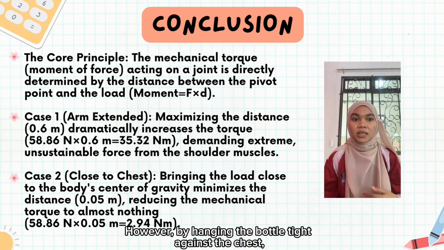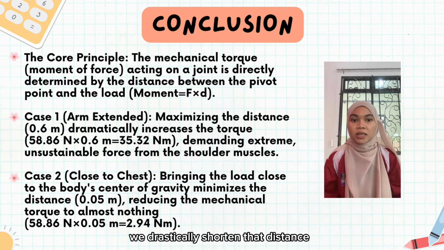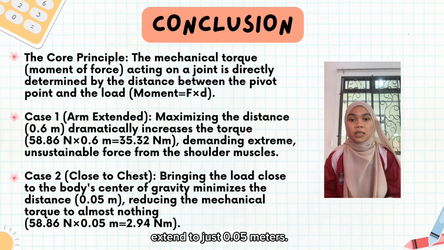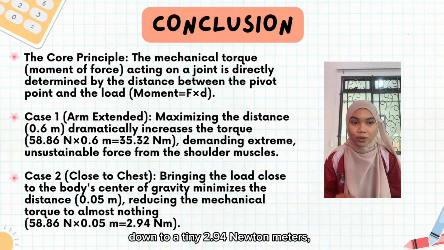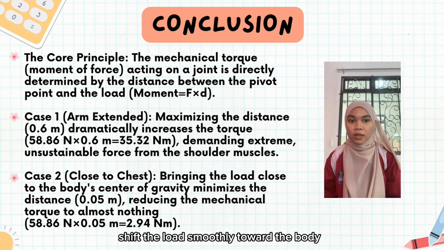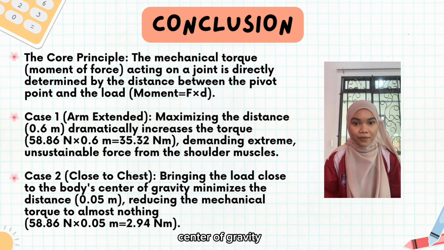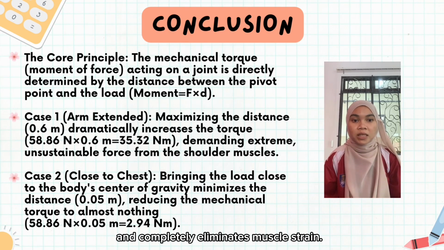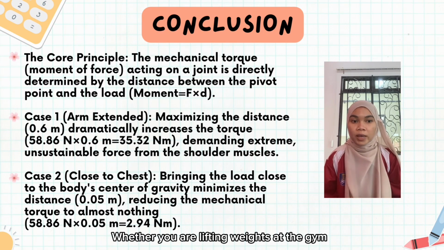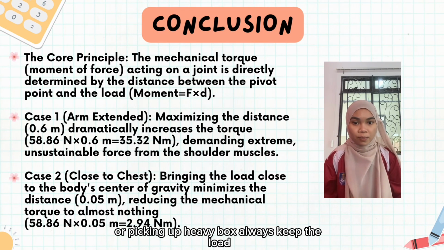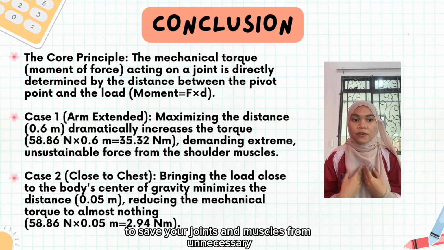However, by holding the bottle tight against the chest, we drastically shortened that distance to just 0.05 meters. This minimized the torque down to a tiny 2.94 newton meters, shifts the load smoothly toward the body's center of gravity, and completely eliminates muscle strain. Whether you are lifting weights at the gym or picking up a heavy box, always keep the load close to your body to save your joints and muscles from unnecessary torque.